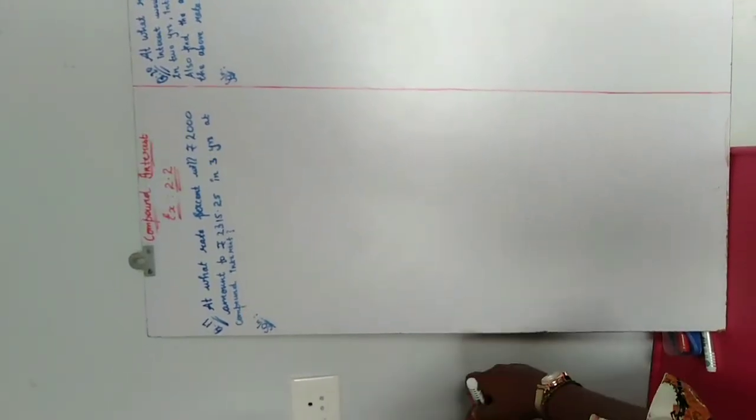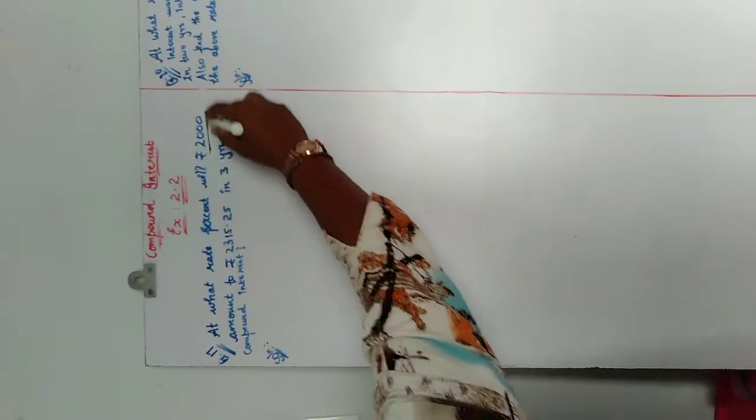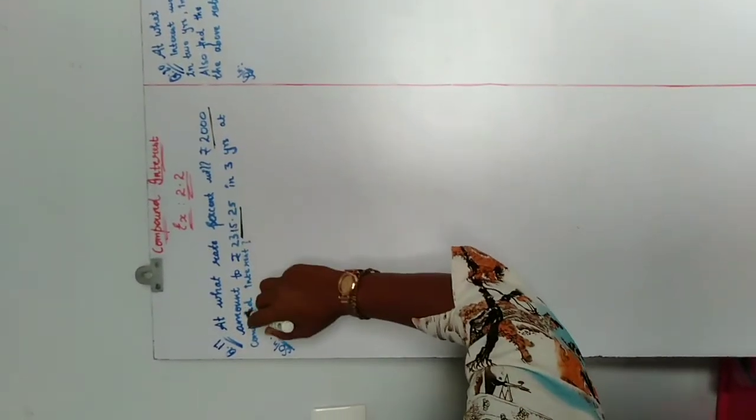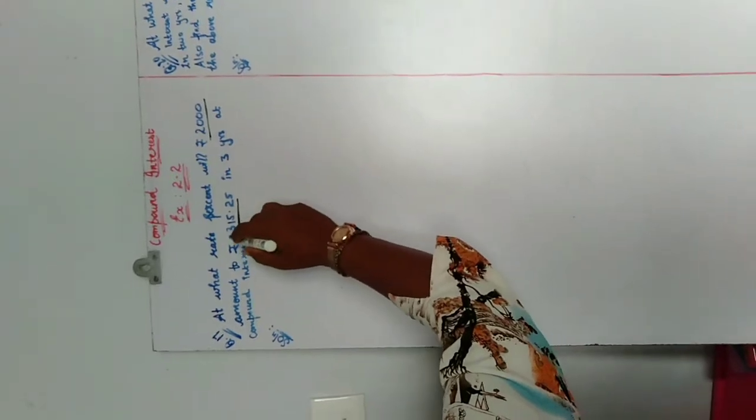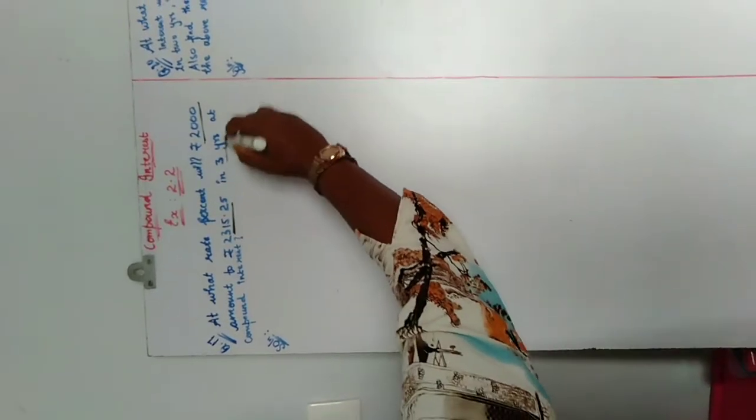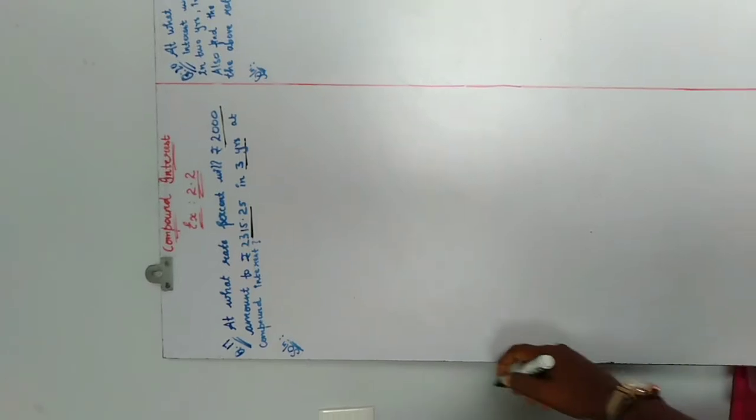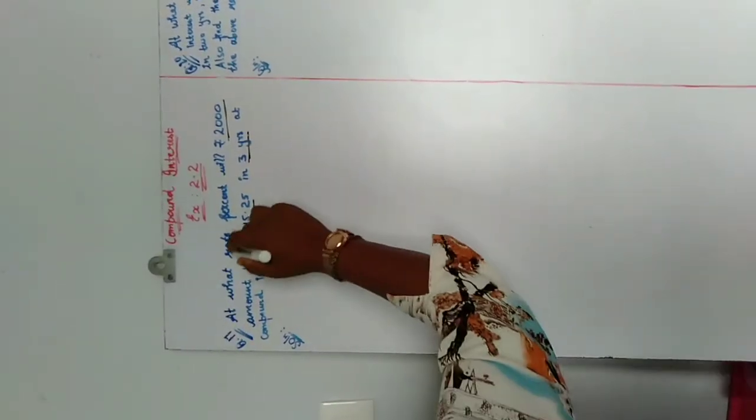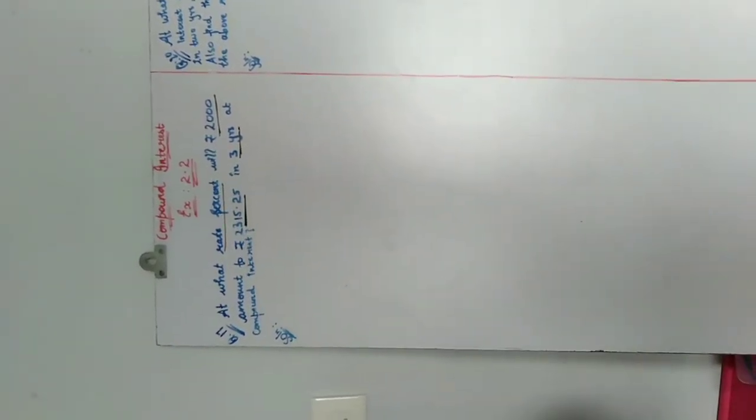Okay, here what is given here? This is the principal and this is the amount, amounts to rupees 2315.25, and this is the time period, which is n. We are supposed to find the rate of interest.